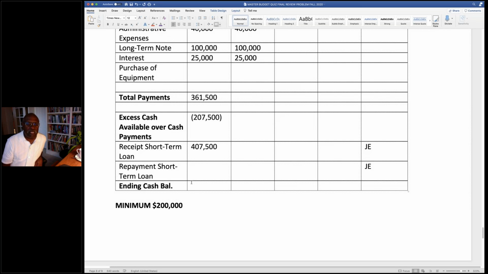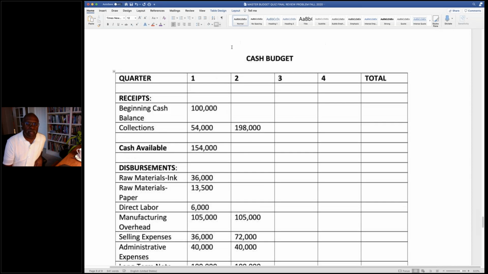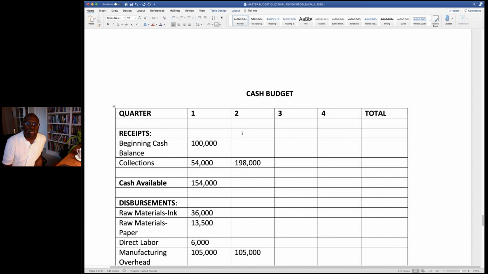And then that will give us an ending cash balance of what? 200,000. So that's the ending cash balance. That then becomes the beginning cash balance for year 2. 200,000. So how much cash do we have available for year 2? 398,000.